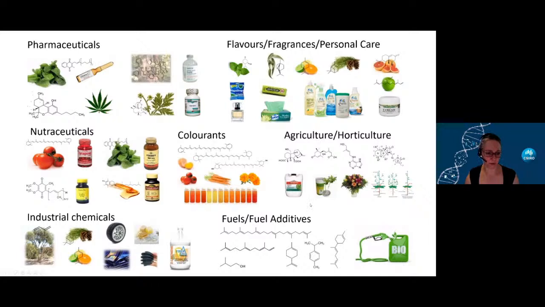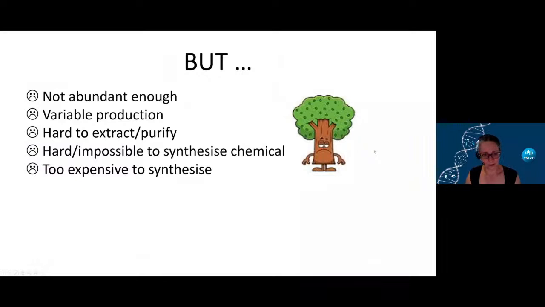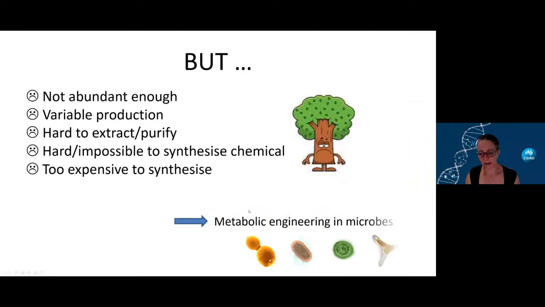When they're sourced in their normal plant environment, so most of these are coming from plants, typically they aren't exploitable industrially because they're not abundant enough, production is variable, they're hard to extract or purify, or hard to synthesize chemically, or too expensive. So it's just not viable. So what we do is take those pathways and reconstruct them in a variety of different types of microbes, primarily yeast, but other organisms as well, and we use those to metabolically engineer to get increased production.